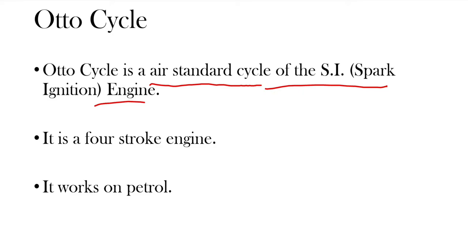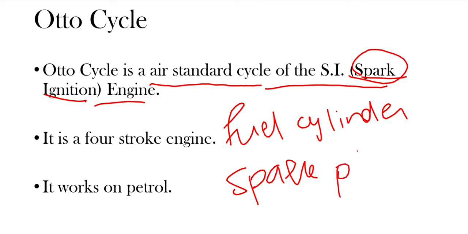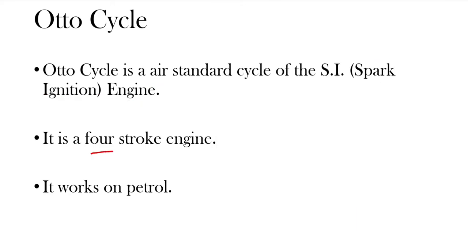So what does the SI engine mean? SI stands for spark ignition. So when the fuel is inside the cylinder, it is combusted using a spark which comes from a spark plug. Such an engine with a spark plug for the ignition of the fuel is known as the spark ignition engine or the SI engine. It is a four-stroke engine.